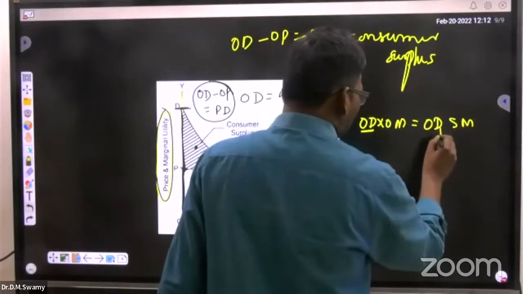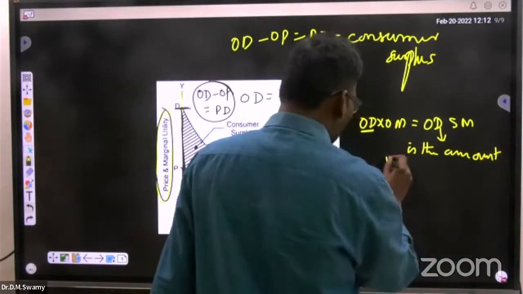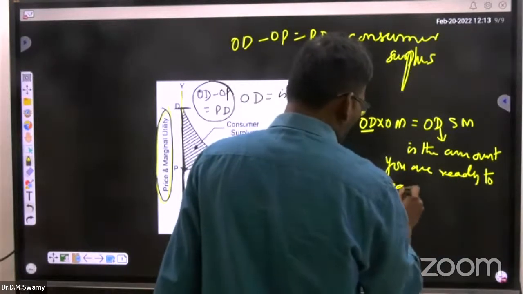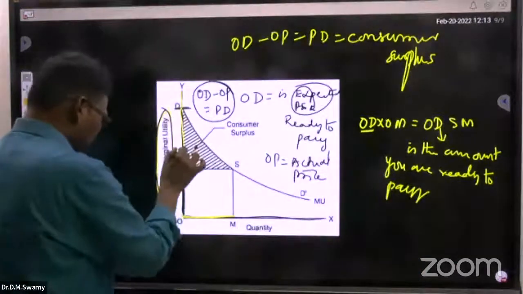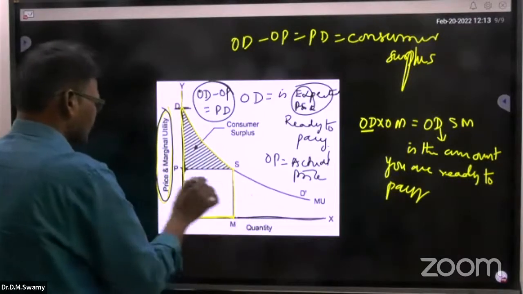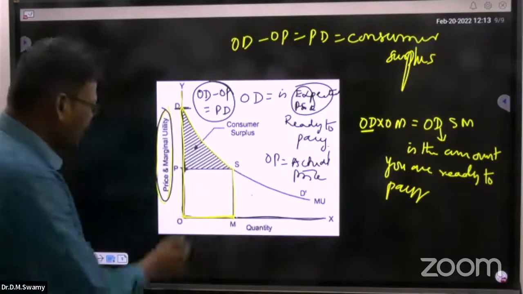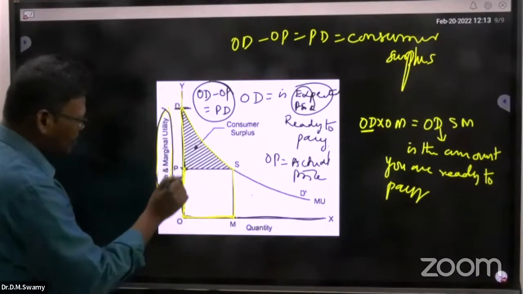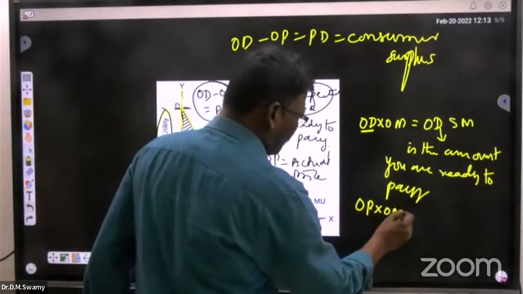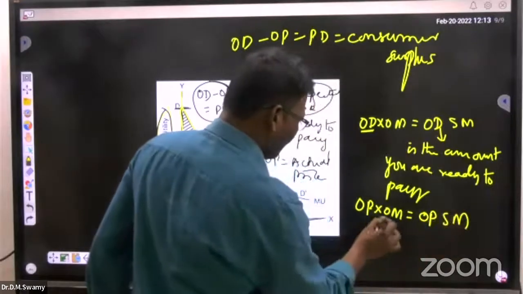So nothing but ODSM is the amount you are ready to pay. This much amount you are ready to pay. But how much did you pay for each and every commodity? You paid only this one, OP, into OM commodities. That's why OPSM is the actual payment.